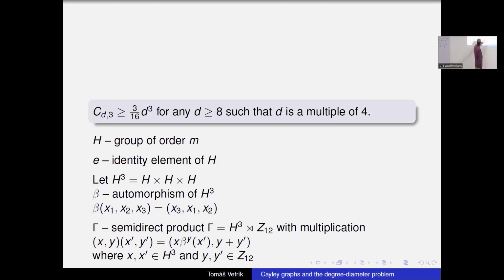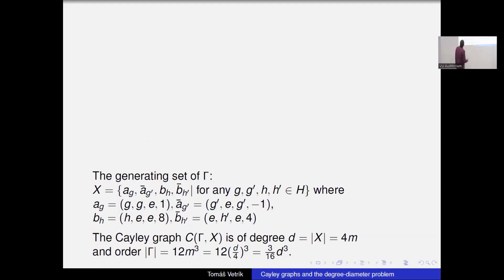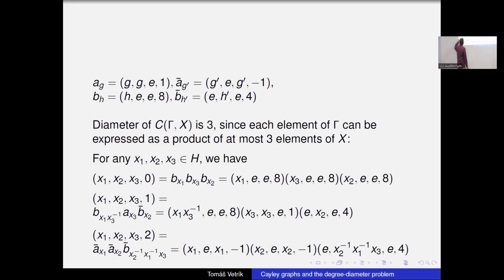It's H times H times H, and in the last one, we combine it with the Z12. So remember it, cyclic group is 12 elements, and here we have H, H, H. And now I want to express every element. So how am I doing it? First, I am focusing on first 3 coordinates being anything. So I'm doing it in general way.